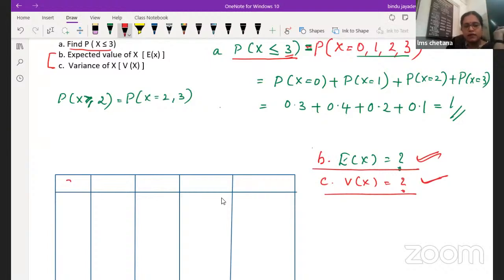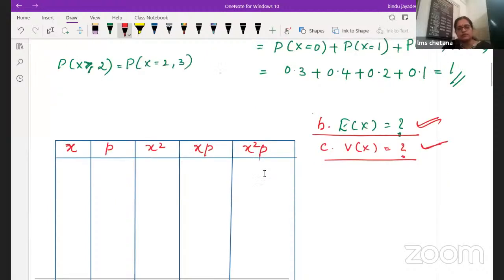In the same way here, what will come? x, p, x square, p, okay? p into x and x into p. Normally we don't write p into x, we write x into p. It's okay, fine, both are right. x into p and x square into p. Therefore, all of you consider these columns. Consider this table first. I'll wait.